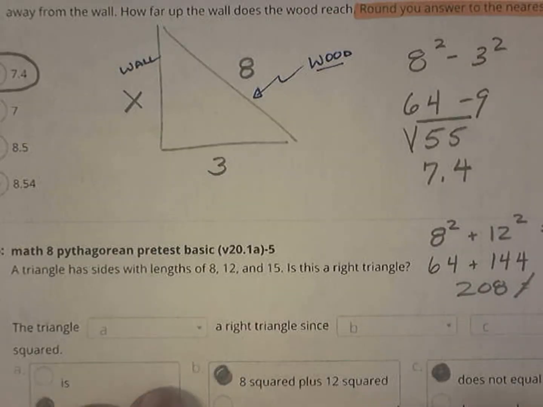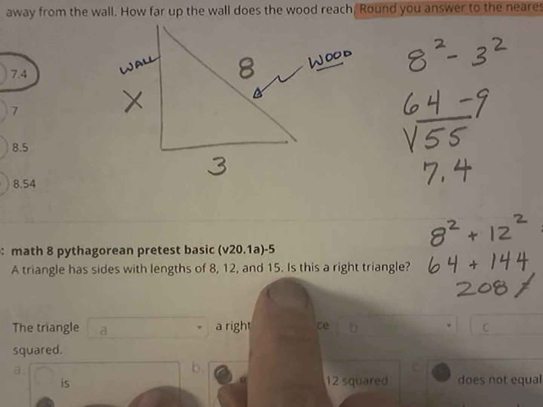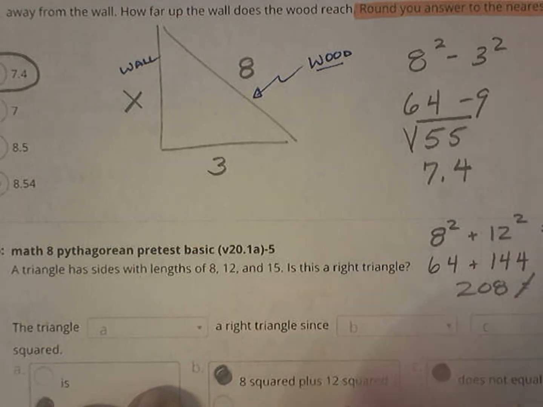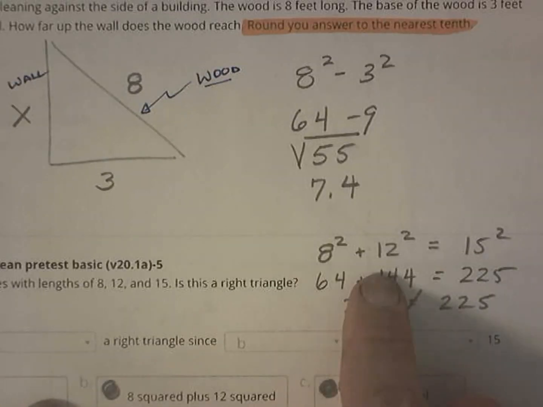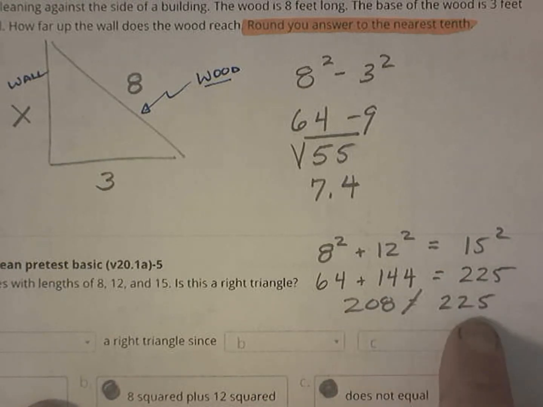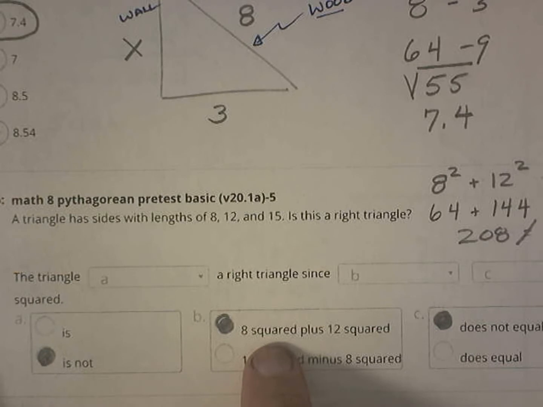Is this a right triangle? Well, if I go a squared plus b squared equals c squared, if I go leg squared plus leg squared equals hypotenuse squared, then it works. So I did that. I did 8 squared plus 12 squared equals 15 squared. I got 208 equals 225, which is false. It doesn't work. So it is not a right triangle. Why? Because 8 squared plus 12 squared does not equal 15 squared.